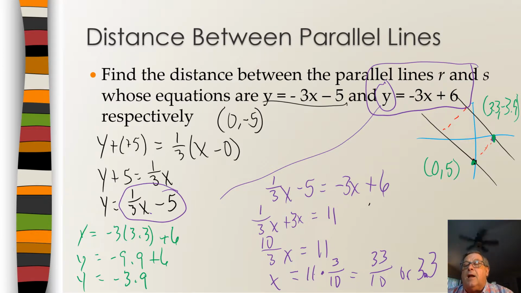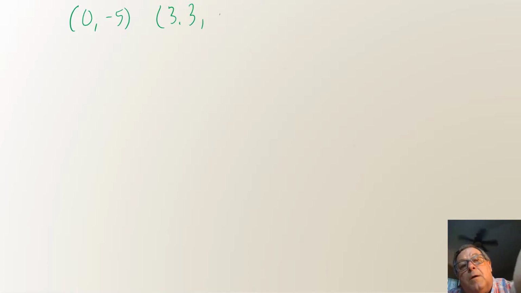Now, we're going to go to the next slide and put that through the distance formula to determine the distance between those two parallel lines. All right, so we said that the coordinates of our perpendicular line were 0, negative 5, and 3.3, negative 3.9. So now we're going to use the distance formula, which is the square root of x2 minus x1 squared plus y2 minus y1 squared, to determine our distance.